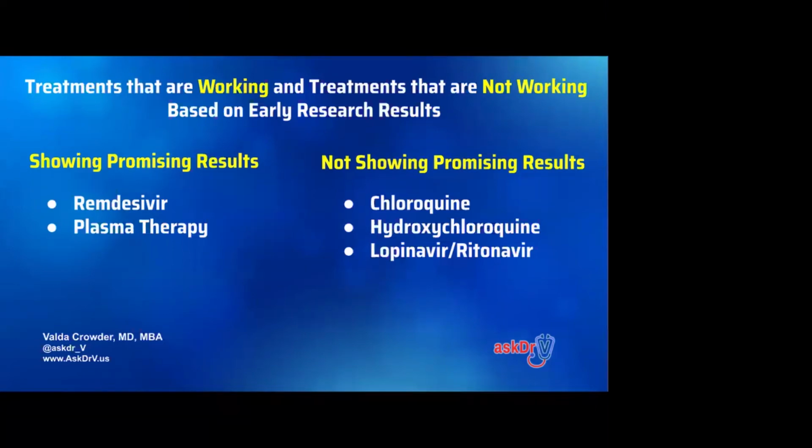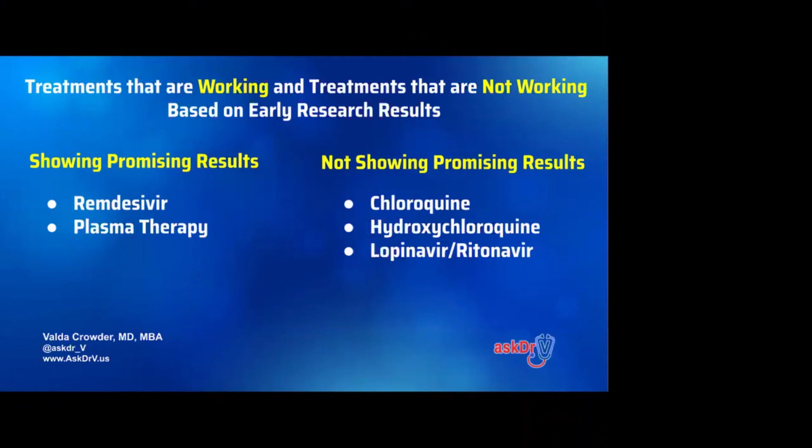So things that are showing promising results. Remdesivir is an antiviral medication. It is showing very good results. About 68% of the people that are getting it are actually getting improvement in their oxygenation status. Similarly, plasma therapy, which is people who've had COVID-19 donate their blood, you take the plasma. They're seeing similar results with plasma therapy, right around 65 to 70%.